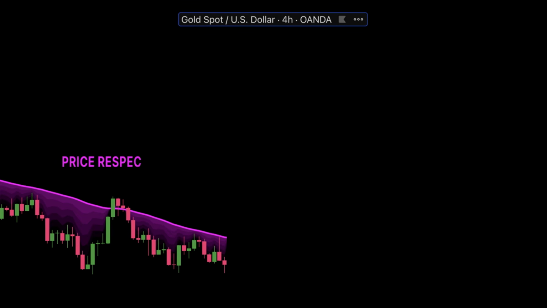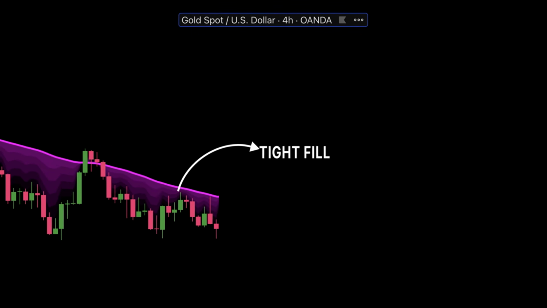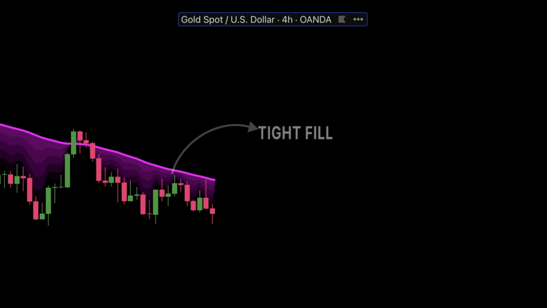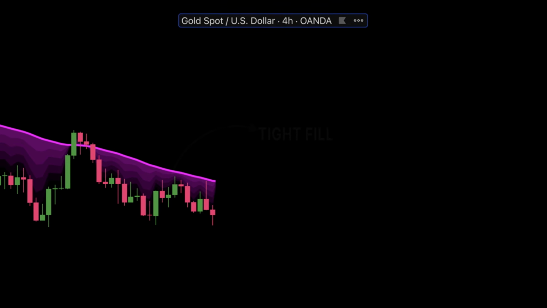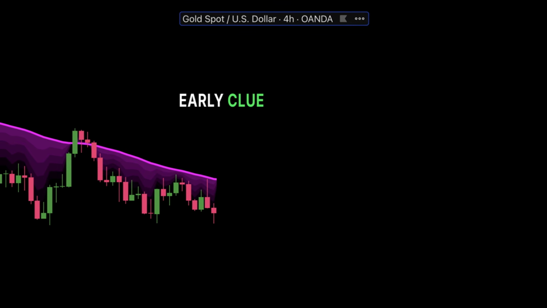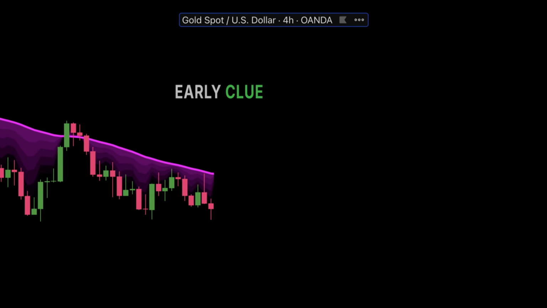Gold's been pulling back for a few sessions, the line is magenta, and price is riding right along it, respecting it the whole way down. Notice the shaded fill here too. It's been fairly tight through the pullback, which tells you price hasn't stretched far from the line even while it's been falling. That's actually useful information on its own. A tight fill during a pullback means the move down hasn't gotten emotional yet.